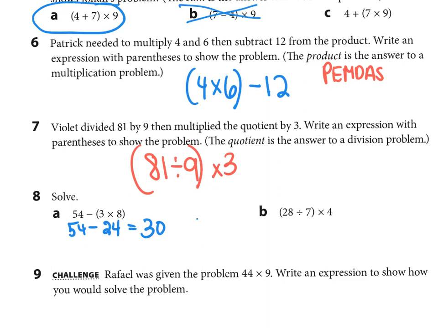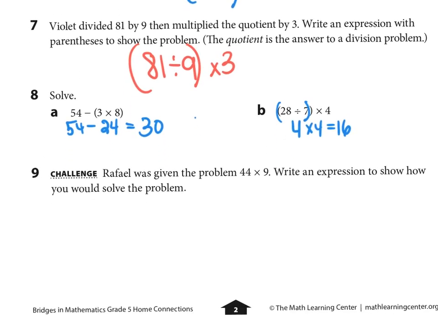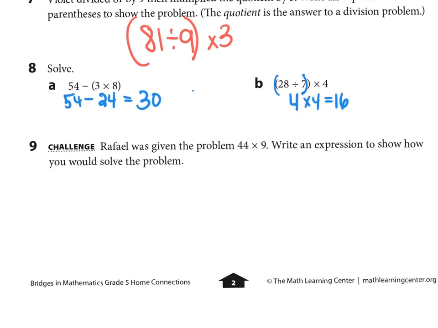Looking at B, 28 divided by 7 times 4. So again, I see these parentheses. That clues me in. I need to solve 28 divided by 7 first, which is 4. 4 times 4 equals 16. There's my answer. And then for the challenge, it says, Raphael was given the problem 44 times 9.